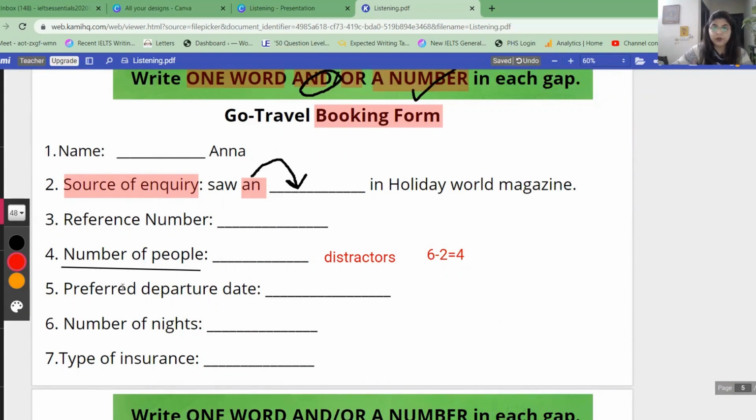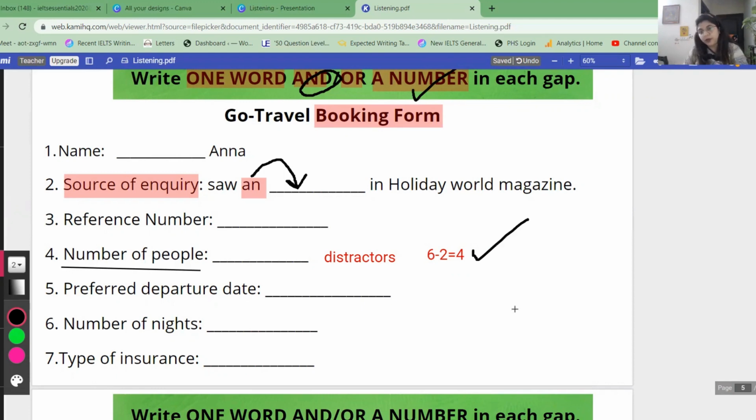So you need to be careful of such distractors. Okay. Now, preferred departure date. Again, you need to hear the audio carefully, and there are chances that they can use such kind of distractors again. That earlier we were planning to leave on this particular date, but later we are now planning to go on this date. So be aware of the distractors and follow the audio carefully. Again, the number of nights. It would be a number. We need to listen how long they are going to spend. Now, type of insurance. It would be a word. Now we need to listen to what type of insurance they are choosing.